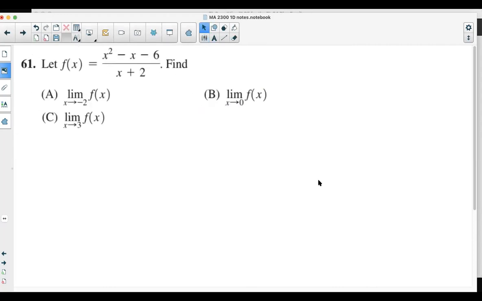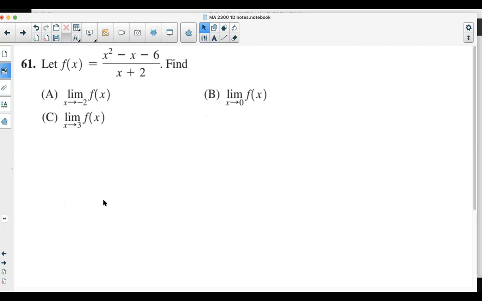All right, so 61. When you plug in negative 2, the bottom becomes 0. How about the top? It's 4 minus 4, so the top and bottom both equal 0. What do I do? I try to plug in and I get 0 over 0.